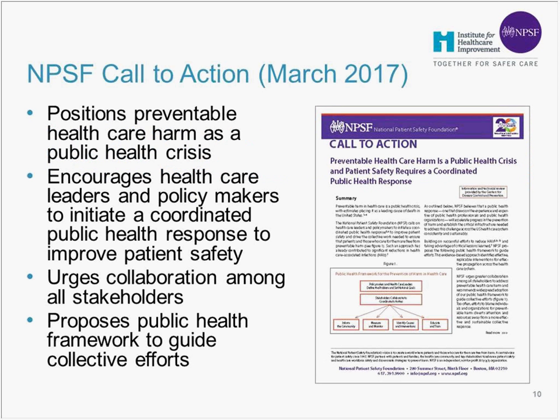The stimulus for this survey coincided with the key publication that we issued in March of 2017. This publication, our call to action, states that patient safety must be regarded as a public health issue, given the unacceptably high and pervasive rates of preventable healthcare harm. The call to action refreshed and reinforced the criticality for stakeholders to address preventable harm in a collaborative and coordinated manner, using a public health framework to guide our response.